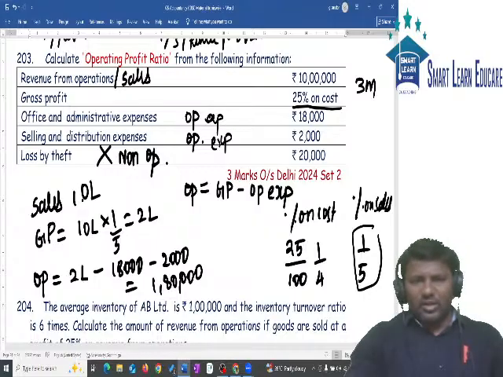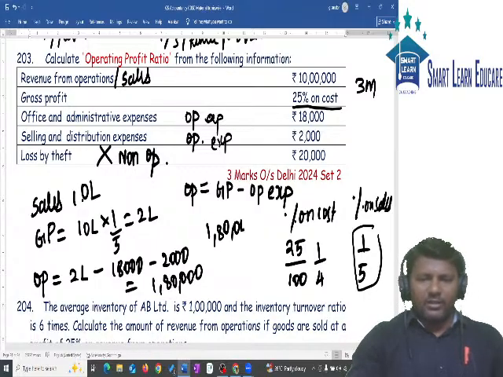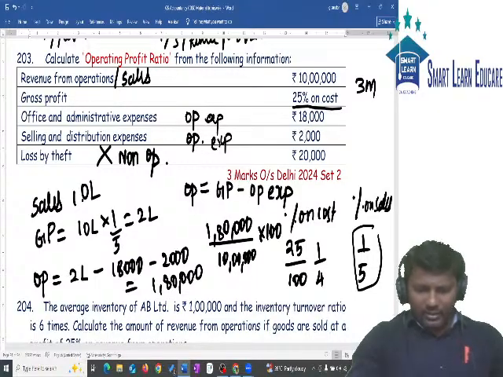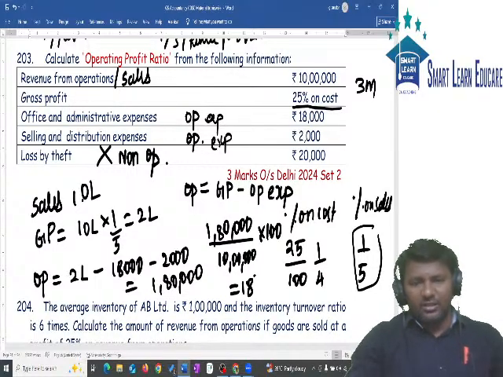Now express this 1,80,000 in terms of sales. 1,80,000 divided by 10 lakh into 100 will give you 18%. 18% is your answer, not 23%. What you would have done is added all the expenses.